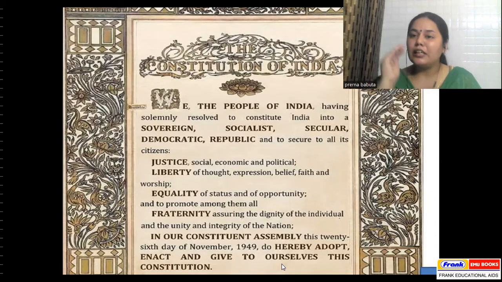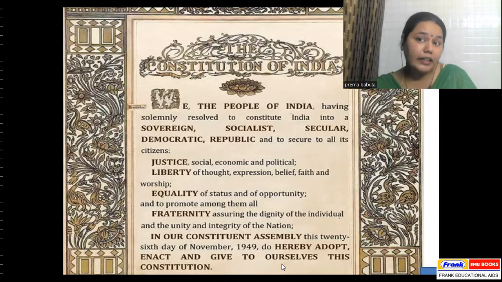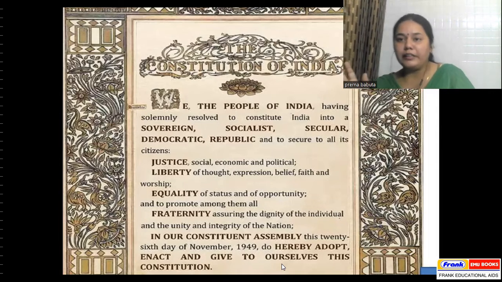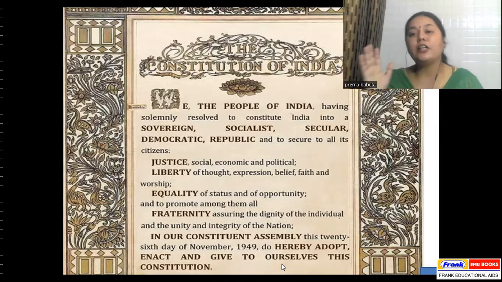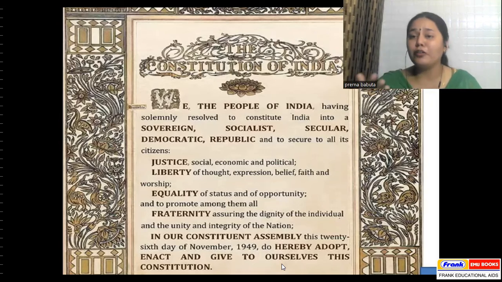See, the dates are the same, 26 and 26. November 1949, it was adopted, and January 1950, almost a month later, it was enforced. So you don't have to remember that number as such. Correct? I mean, you have to, of course, from the exam point of view. Okay, so the preamble clearly states the date when it was adopted.